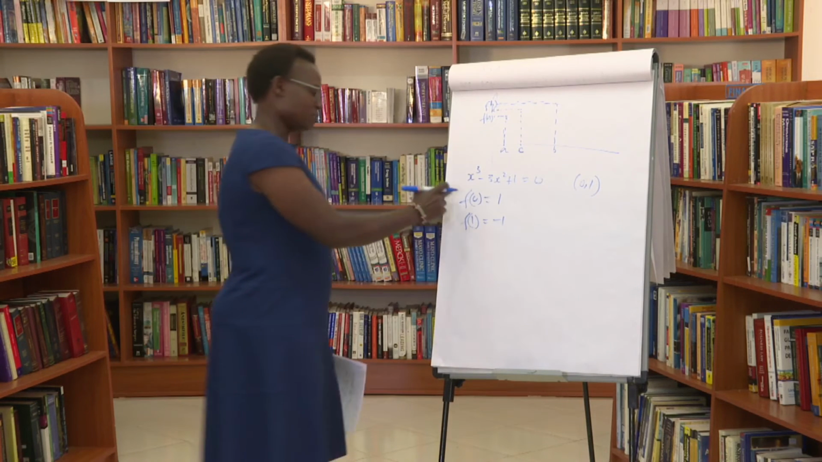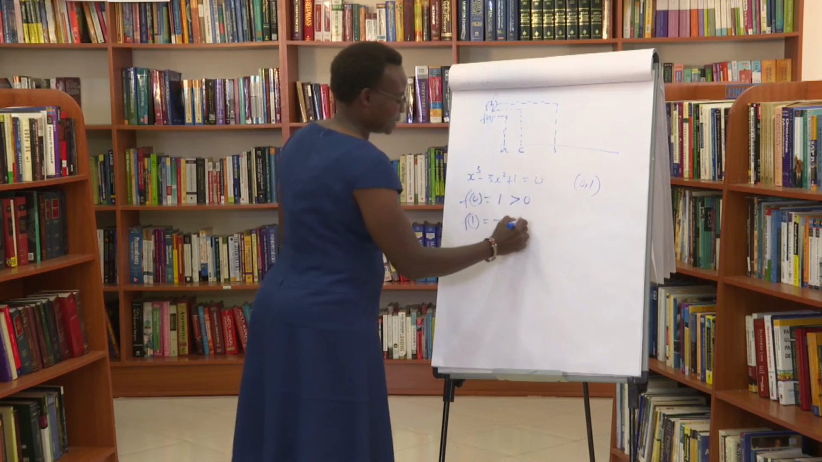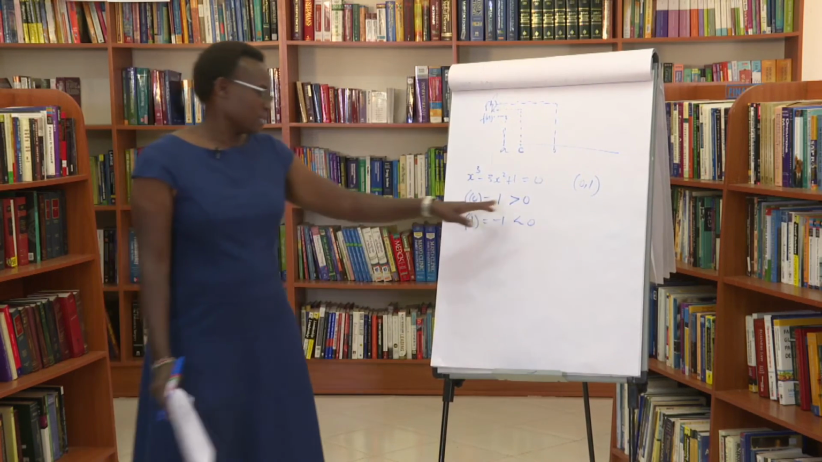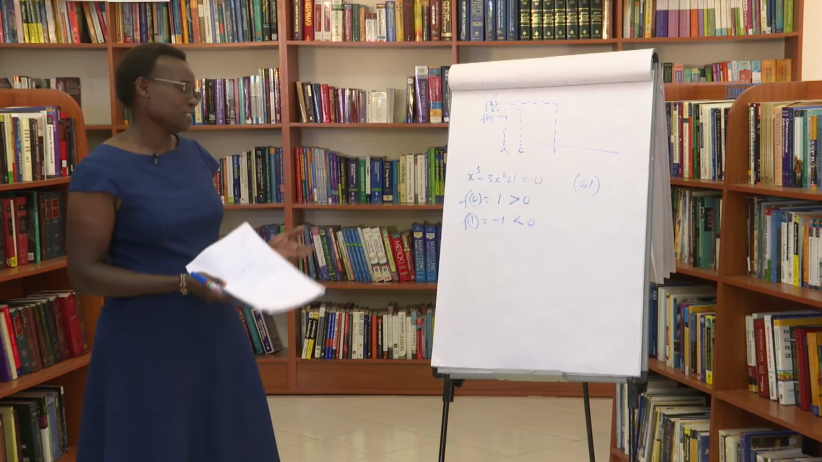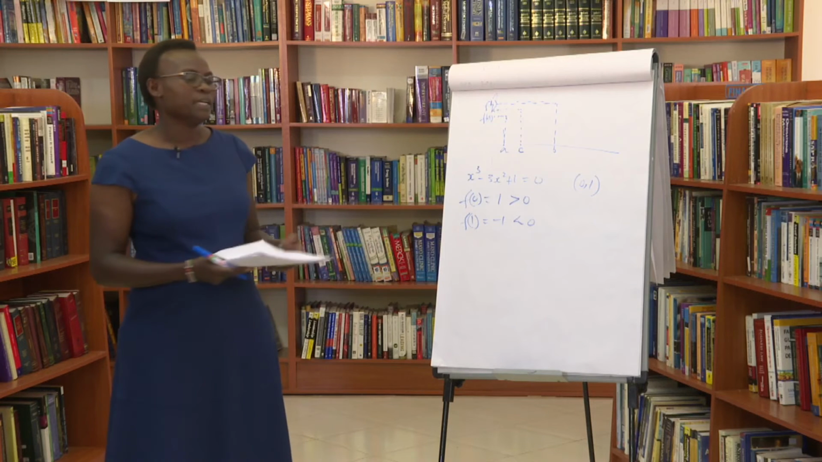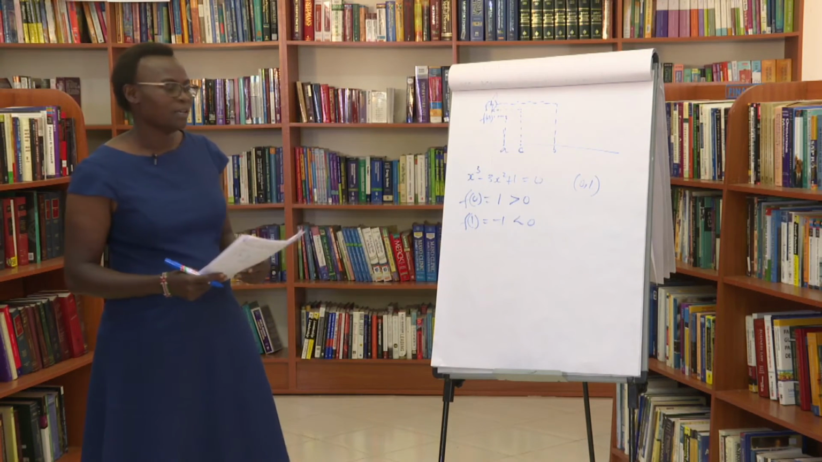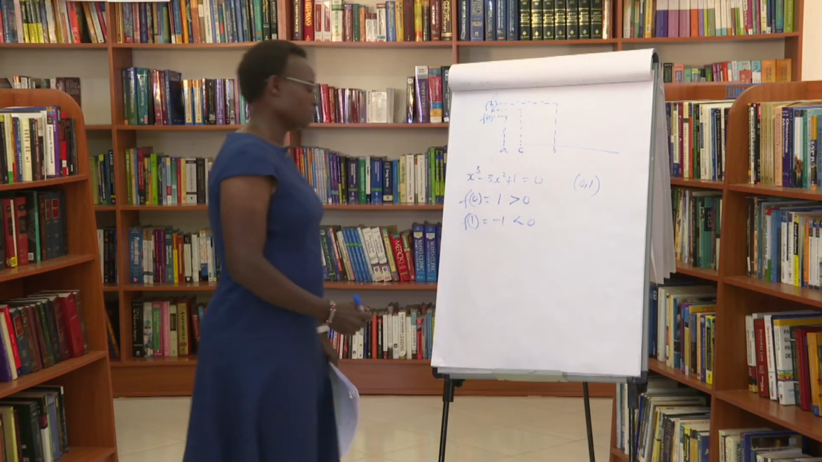So we can see that f of 0 is greater than 0, and f of 1 is less than 0. So if f of 0 is greater than 0 and this one is less than 0, that implies that there is a 0 that exists between f of 0 and f of 1. So if it does exist, it implies that there is a value c between 0 and 1.